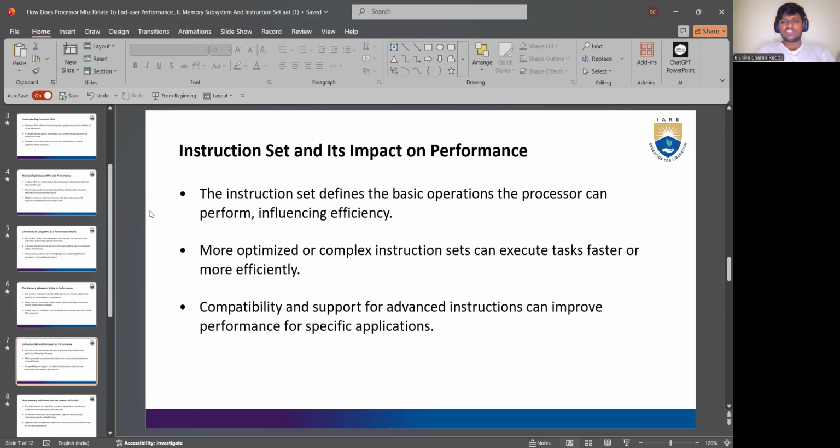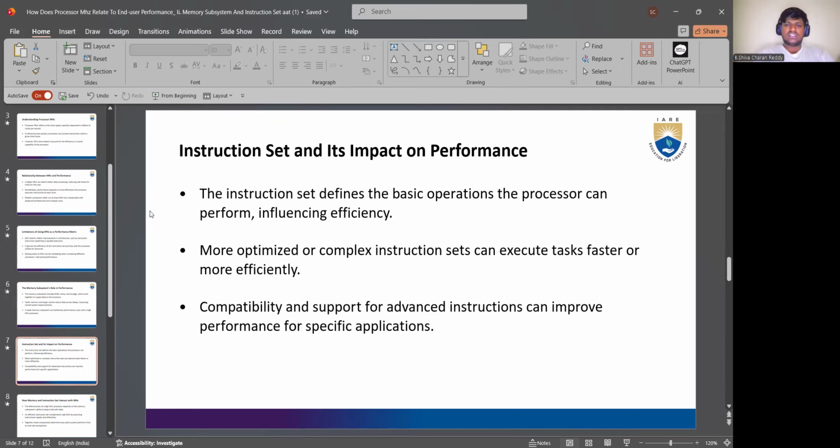Well, coming to instruction set and its impact on performance. The instruction set defines the basic operations a processor can perform, including efficiency. More optimized or complex instructions can execute tasks faster or more efficiently. Compatibility and support for advanced instructions can improve performance of specific applications.